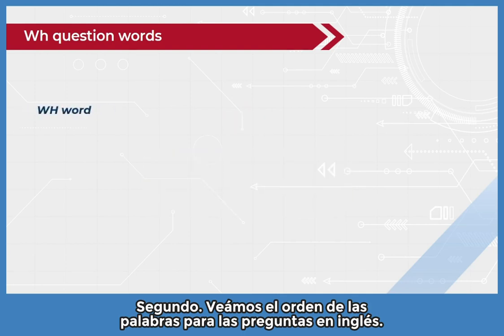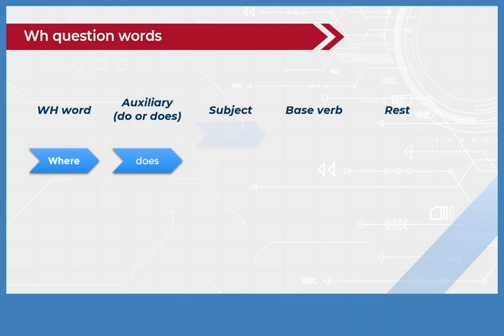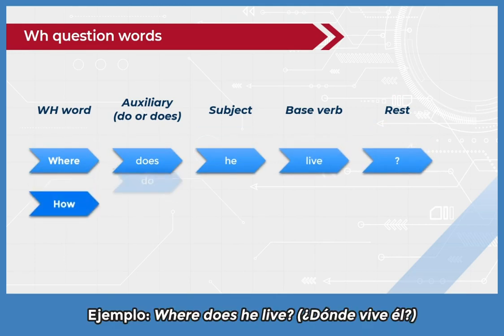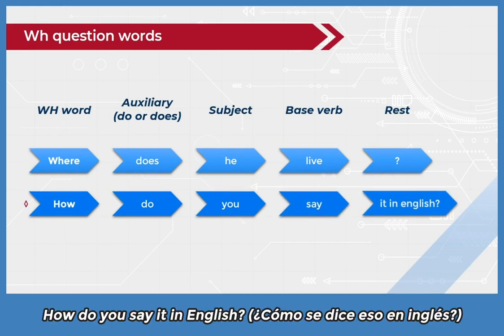Second, let's have a look at the word order in English questions. WH word plus auxiliary do or does, plus the subject, plus base verb, plus complement. Example: Where does he live? How do you say it in English?